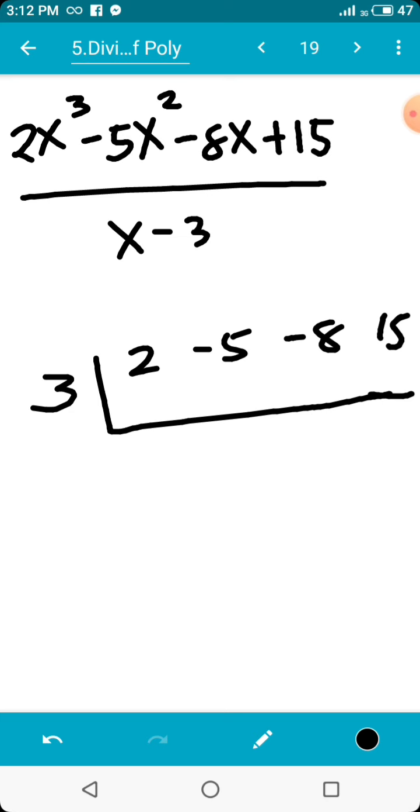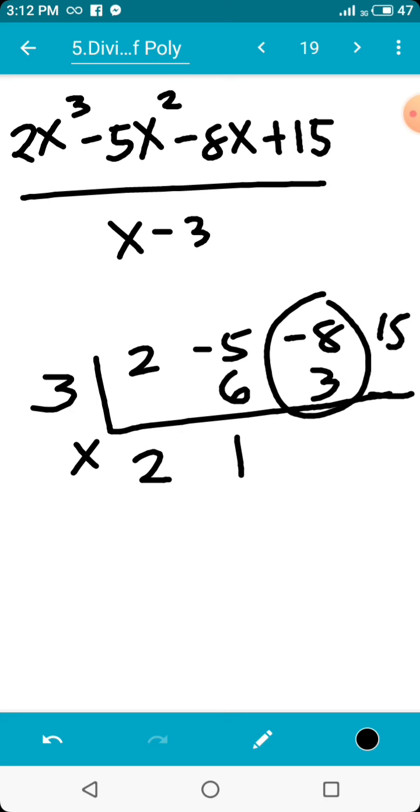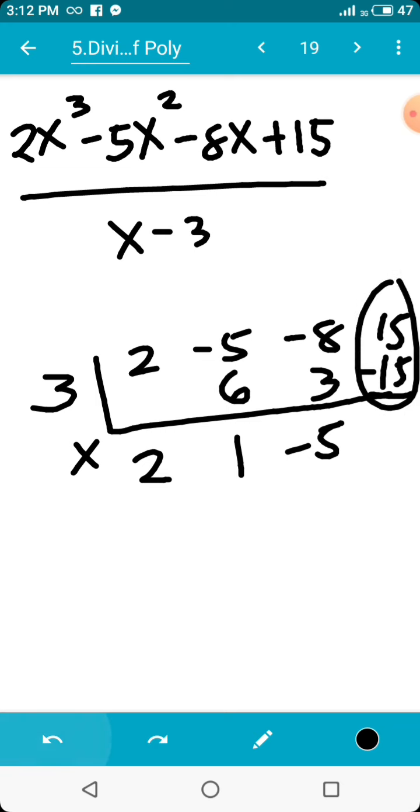Okay? Now, ibaba na natin yung 2 and times natin dito sa 3. So, 2 times 3, we have 6. So, ilalagay natin dyan. And then, when we combine this, that is positive 1. Okay? And then, i-times ulit natin sa 3. So, that is positive 3. When we combine this, that is negative 5. Okay? And then, times natin siya sa 3, it will become now negative 15. And when we combine this, that is 0. So, kapag 0 na yan, ibig sabihin, we're done. And ito yung kanyang remainder. So, wala tayong remainder. Okay?